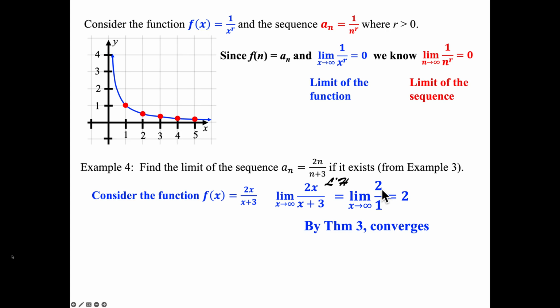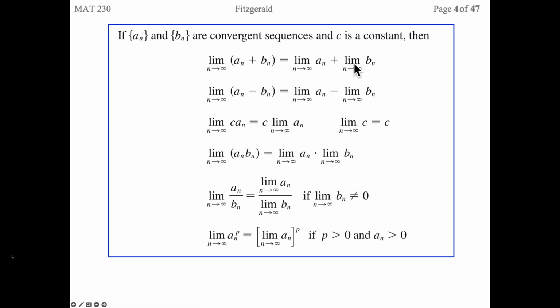So if our function converges to 2, so must our sequence converge to 2 as well. All right, don't forget some of your basic limit properties with functions will also hold true for your sequence functions. If I'm adding two sequence functions, you can separate them as two individual limits. Same with subtraction. Multiplication, you can factor out the constant, that scalar factor. Limits of constants are always constants.